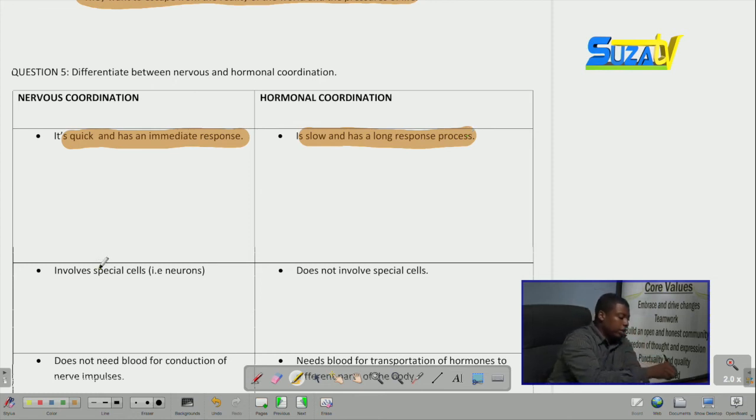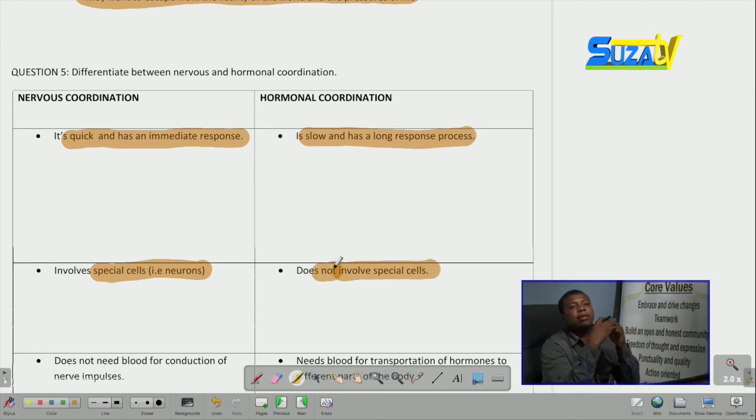The nervous coordination involves special cells, that is the neurons, while the hormonal coordination does not involve special cells. In nervous coordination, there are neurons, the special cells which are used to transfer information from one place to another. While in hormonal coordination, there are no neurons, so there are no special cells to convey messages from one place to the other.